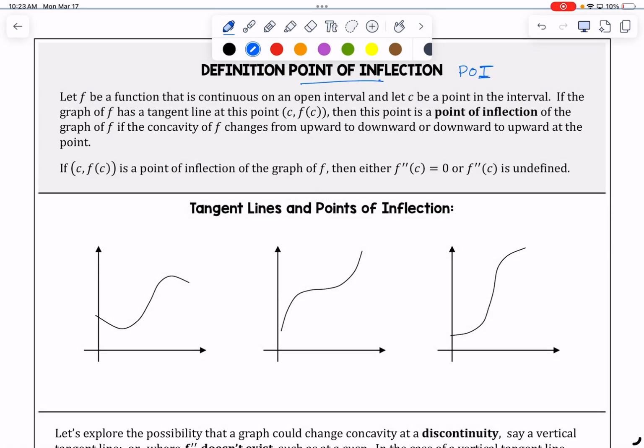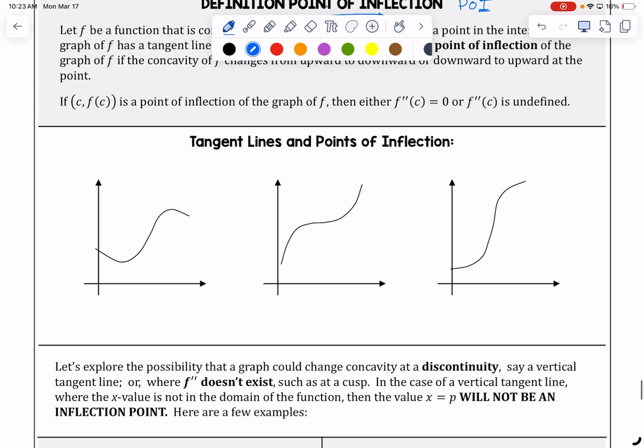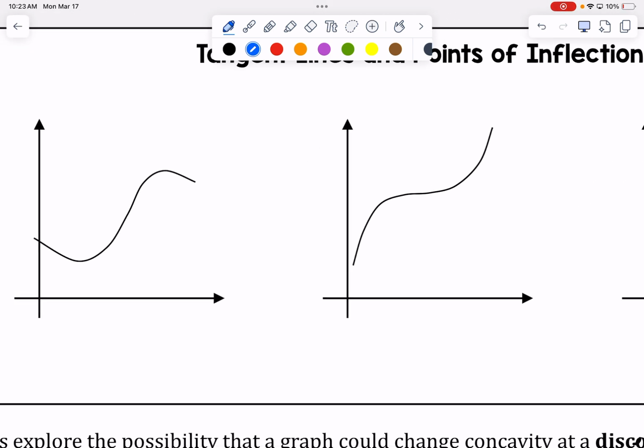All right. So let f be continuous on the open interval, c in that interval. If the graph of f has a tangent line at c comma f of c, okay, this is a point of inflection of the graph of f if the concavity changes from up to downward at the point. So in other words, when you look at these, can I tell, put where you think the POIs are at. Look at that. Those are graphs. Where are the POIs at?